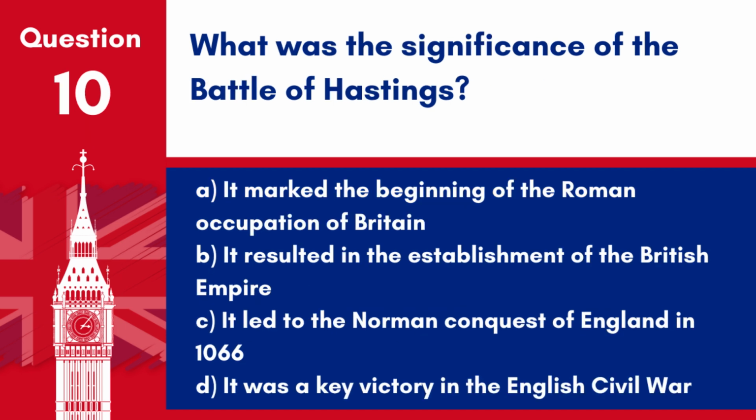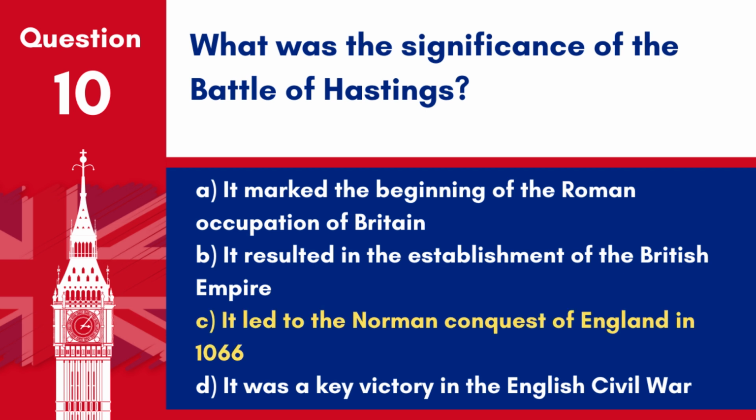Question 10. What was the significance of the Battle of Hastings? A. It marked the beginning of the Roman occupation of Britain. B. It resulted in the establishment of the British Empire. C. It led to the Norman conquest of England in 1066. D. It was a key victory in the English Civil War.